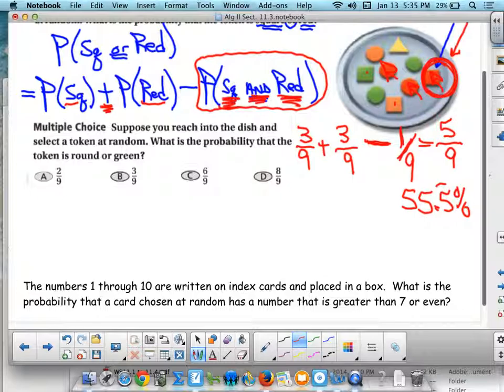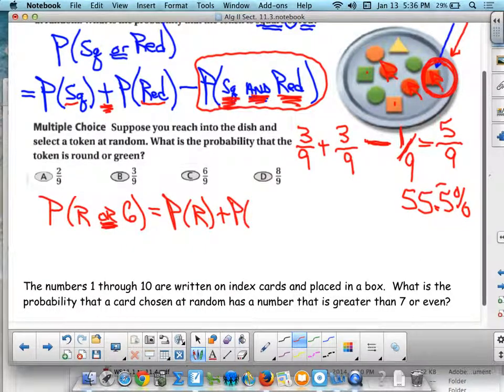Okay, I'm on the next problem. Suppose you reach into a dish and select a token at random. What's the probability that the token is round or green? Well, probability that it's round or green equals the probability that it's round, plus, because of the or, probability that it's green, minus the probability that it could be round and green.